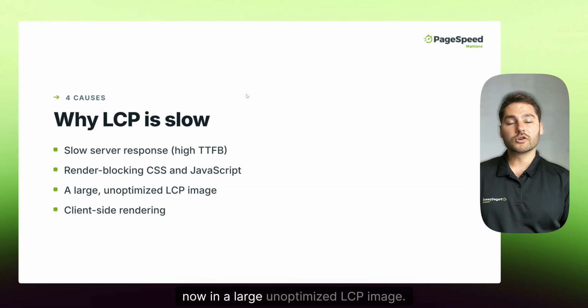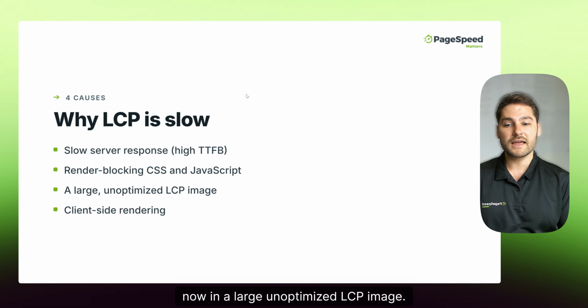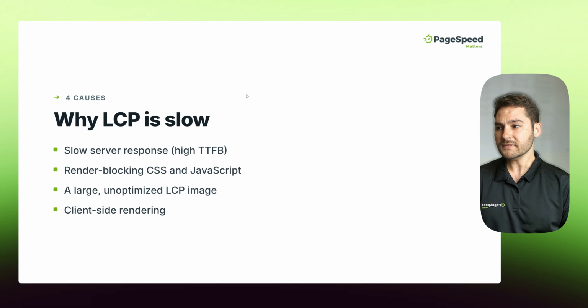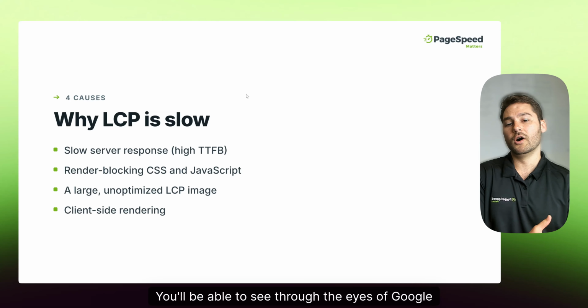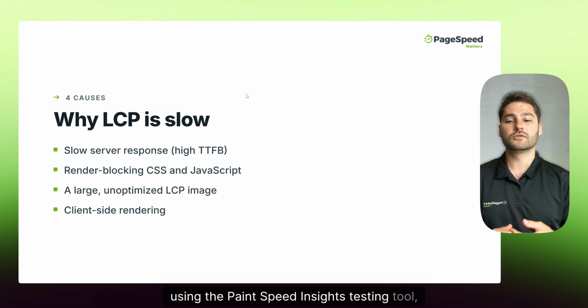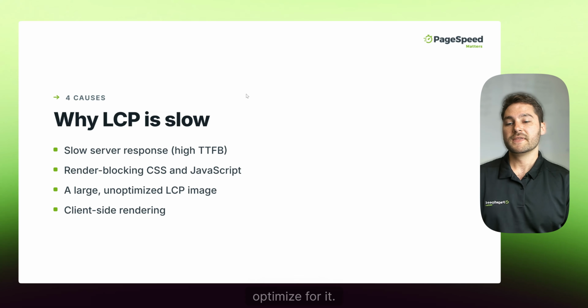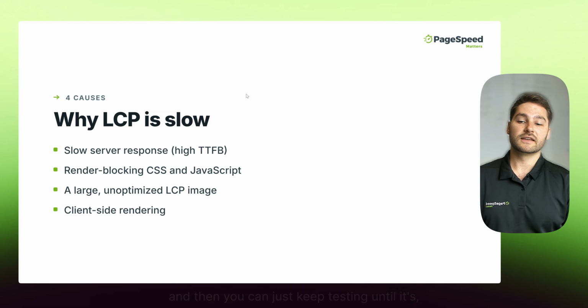Now, a large unoptimized LCP image. Again, you're going to be able to see if it's an image that's your LCP. You'll be able to see through the eyes of Google using the PageSpeed Insights testing tool what they're registering as the LCP and how to optimize for it. And then you can just keep testing until it's fixed.